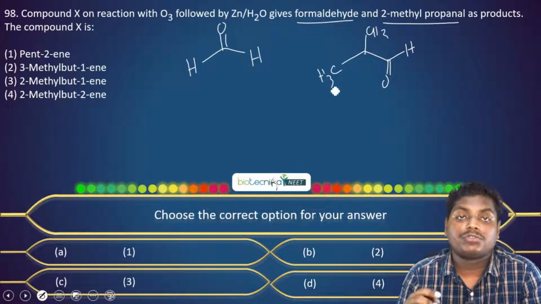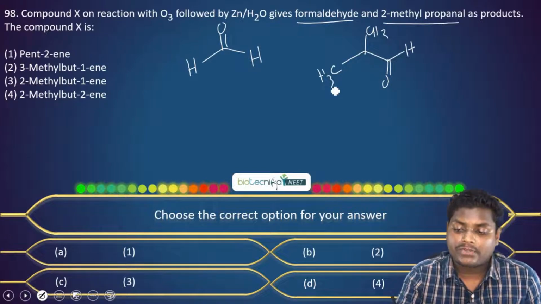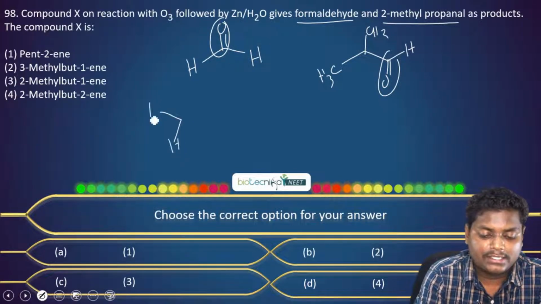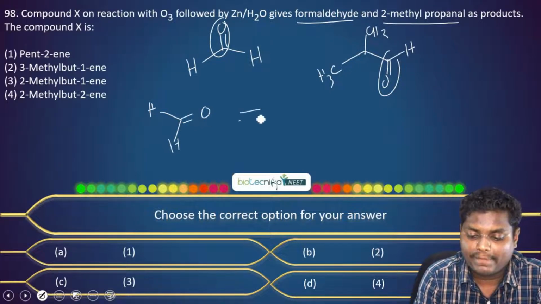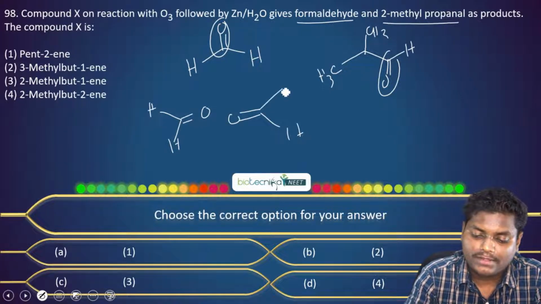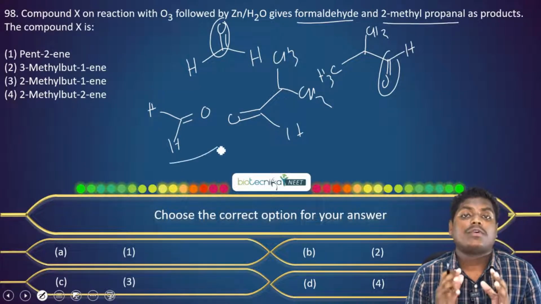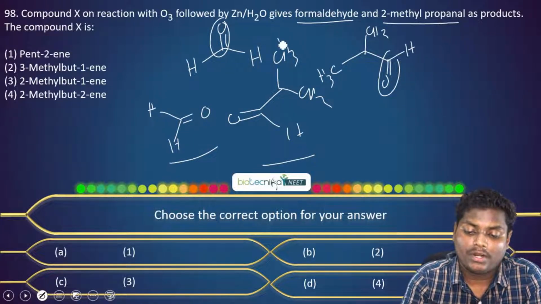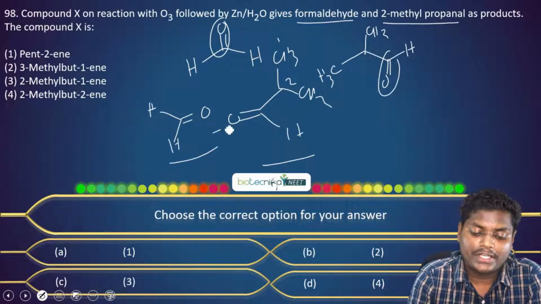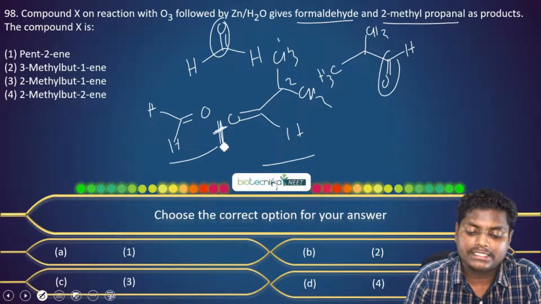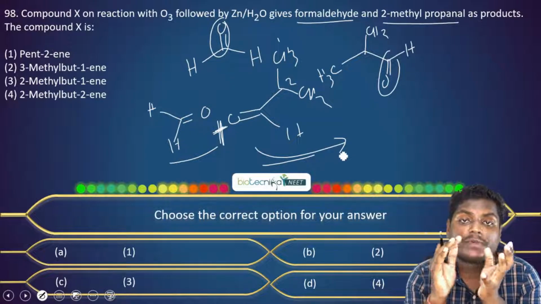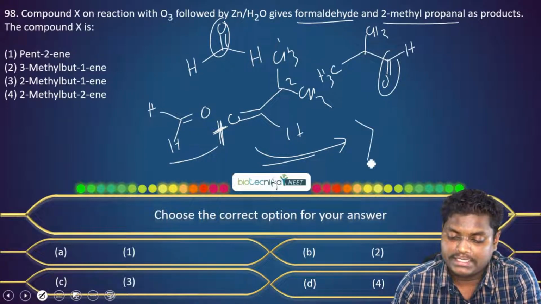Now we can just proceed the reverse way. We can connect them through the carbonyl groups and see what is formed. I'll write this so that we can connect and see it. These are the two reactants they have given us: formaldehyde and 2-methyl propanal. We are doing this in retrospect.